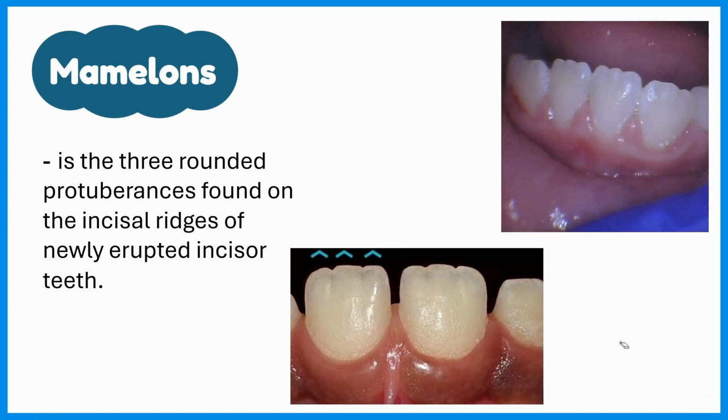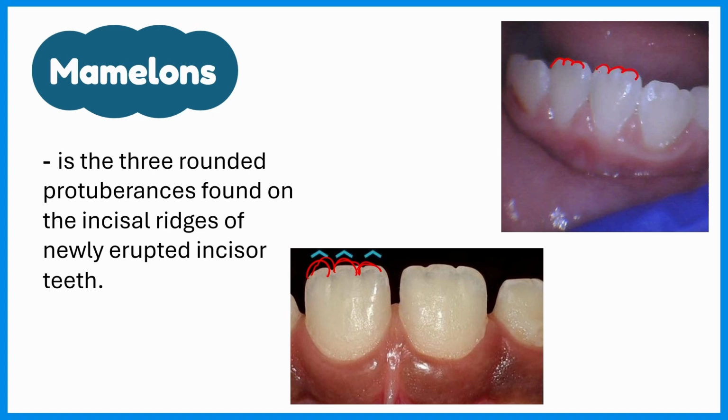Yeah, so it's just 4. Now for mamelons. Mamelons are just 3 shaped or 3 rounded protuberances right over there. So that's a mamelon. So it's just a 3 shaped protuberance. Okay, it's more clear here. It can be found on newly erupted incisors.